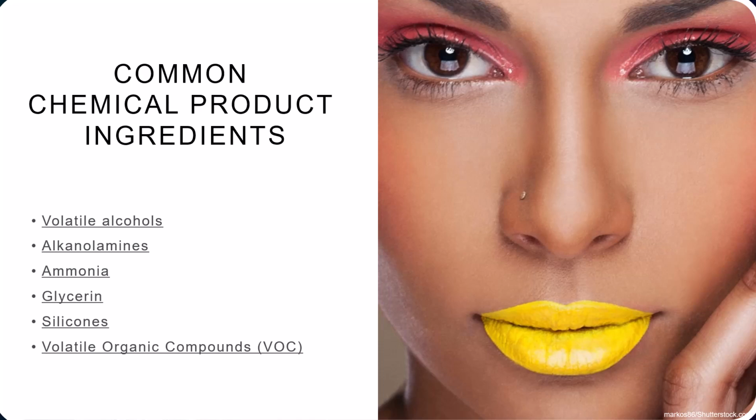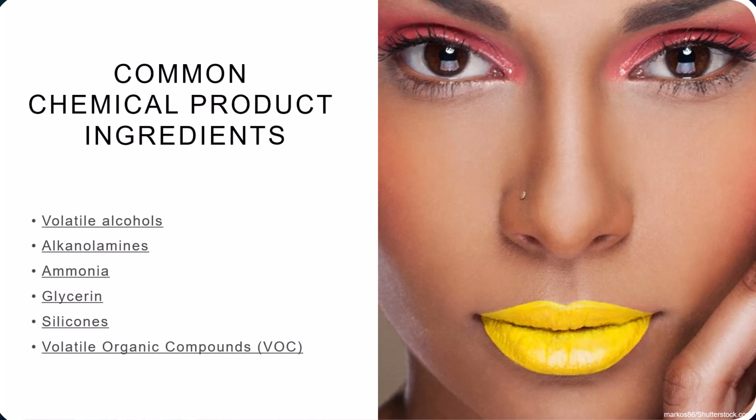Some common chemical product ingredients that you may come across are volatile alcohols, which evaporate easily. This would be our isopropyl alcohol or rubbing alcohol, and our ethyl alcohol, which you may see in hairspray or some beverages. Alkanolamines are alkaline substances that are used to neutralize acids or raise the pH of products, like baking soda, and these are typically used in place of ammonia.